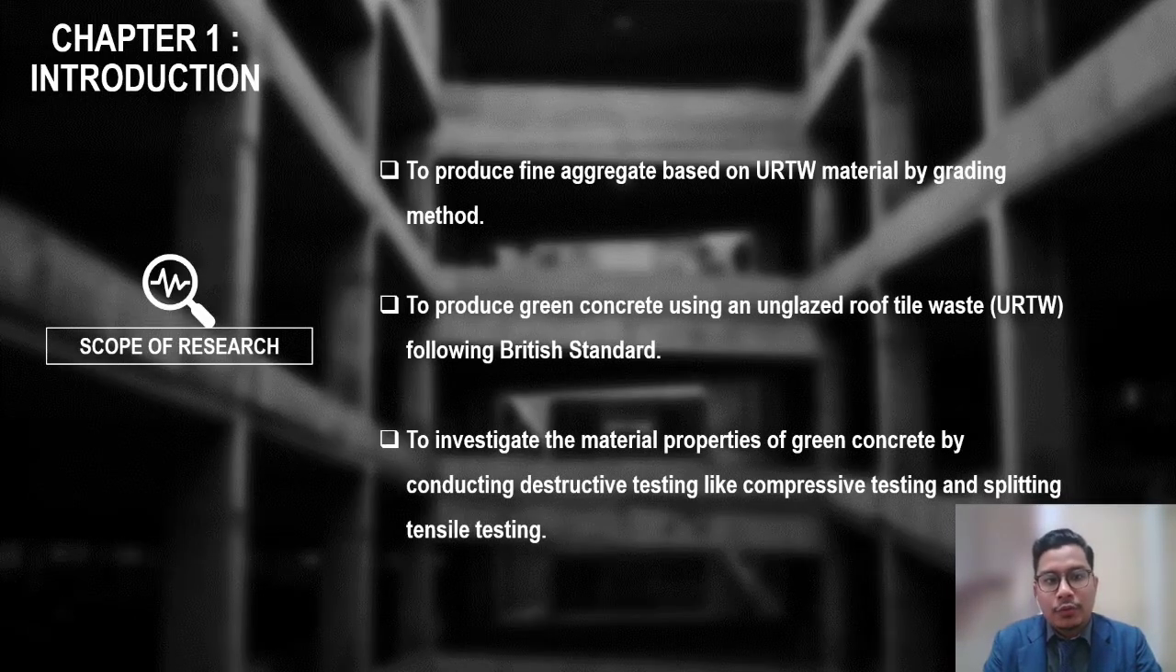Then we continue with the scope of research. There are 3 points that I put down here. The first point is to produce fine aggregate to replace river sand based on URTW material by the grading method. The second point is to produce green concrete using URTW following British standard. And the last point is to investigate the material properties of green concrete by conducting destructive testing like compressive testing and splitting tensile testing.